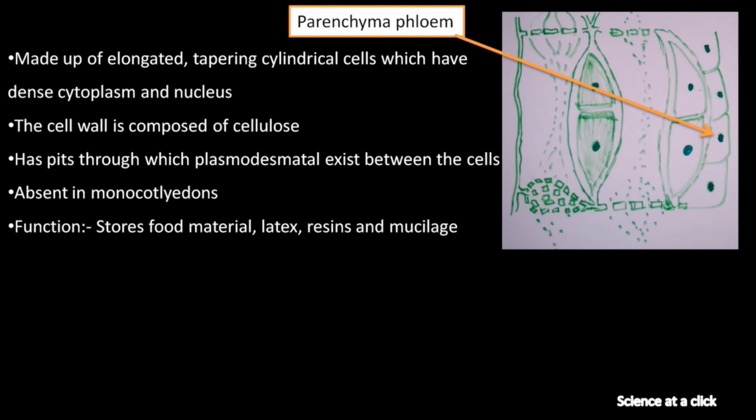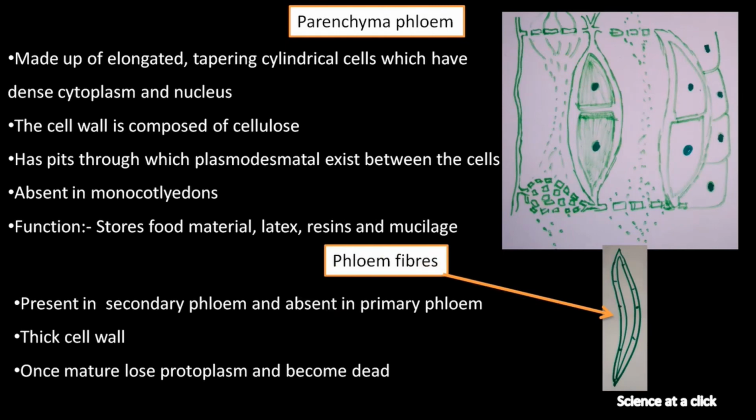Next is the phloem parenchyma. These are made up of elongated tapering cylindrical cells and have dense cytoplasm and nucleus. The cell wall is composed of cellulose, and the pits, which are plasmodesmatal, exist between the cells. These are absent in monocotyledons, and the function is storage of food, latex, resin, and mucilage. Phloem fibers. These are present in the secondary phloem and absent in the primary phloem. Thick cell wall is what the cells are made up of, and once they mature, the protoplasm is lost, and these fibers also become dead.